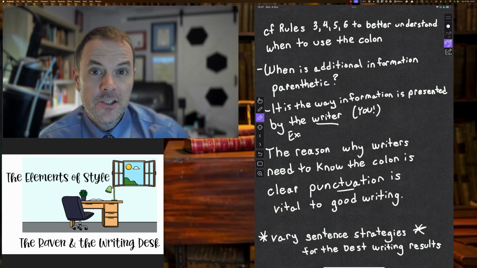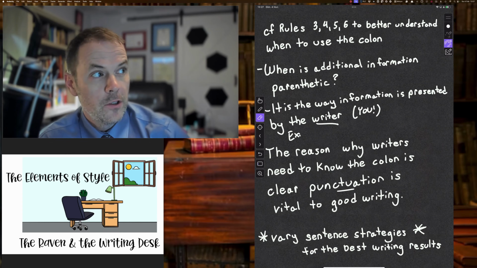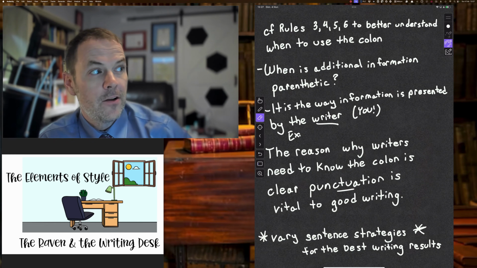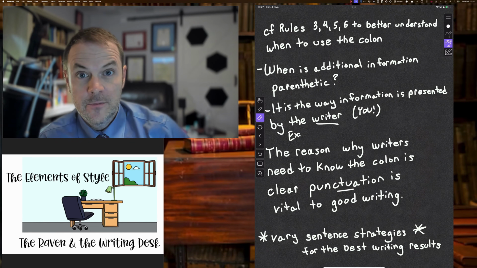To better understand how to use the colon, it's important to cross-reference rules 3, 4, 5, and 6 and see how this all comes together. In Rule 3, we talked about parenthetical information. So when is additional information considered parenthetic?